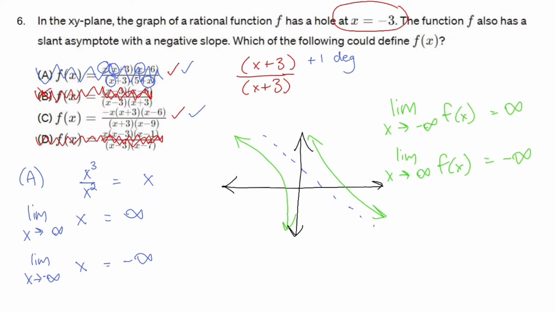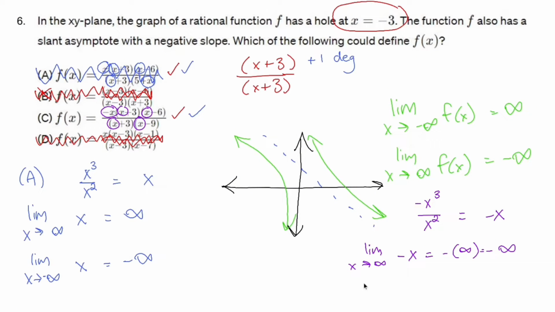Now let me do B and make sure that it works, so I feel comfortable with it. I have negative x times x times x, so that gives me negative x cubed on top in the numerator, and x times x on the bottom, so x squared on the bottom. That simplifies to negative x. If I find the limit as x approaches positive infinity of negative x, I would plug infinity into x, and that gives me negative infinity.